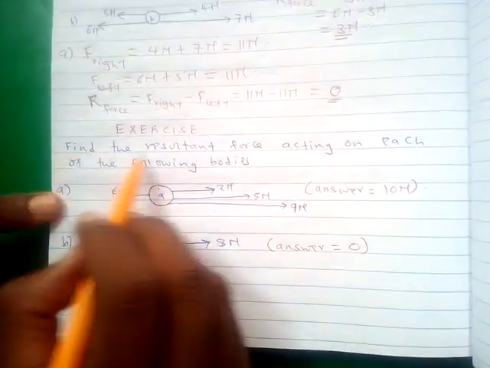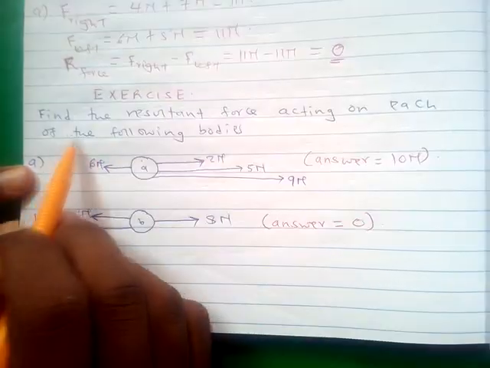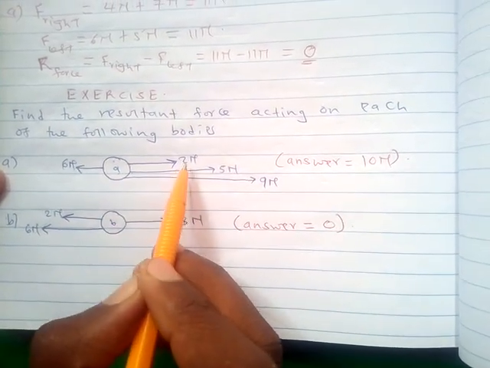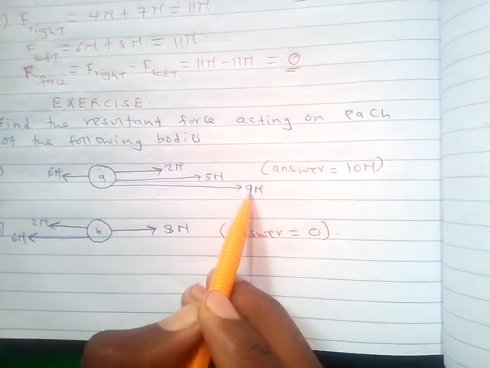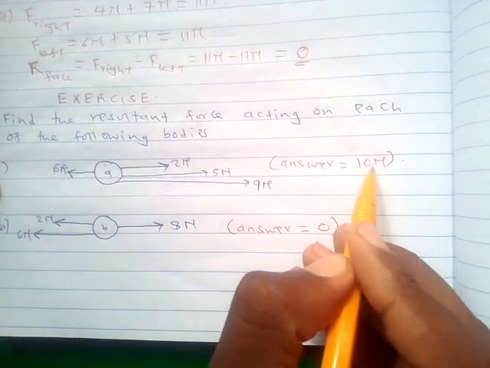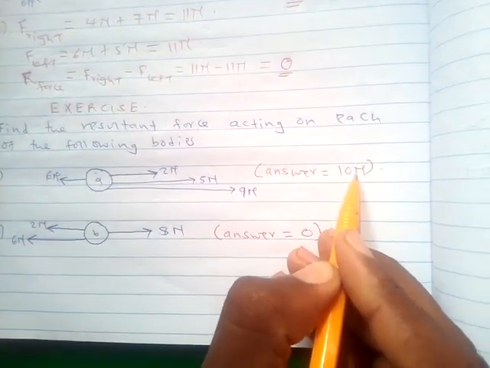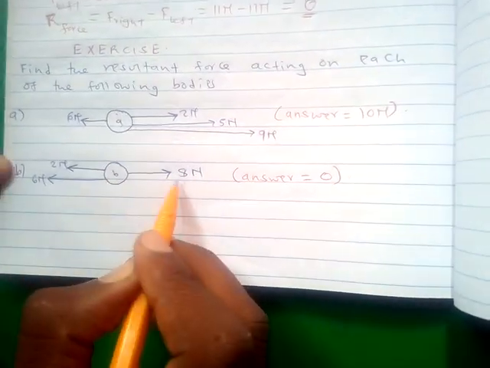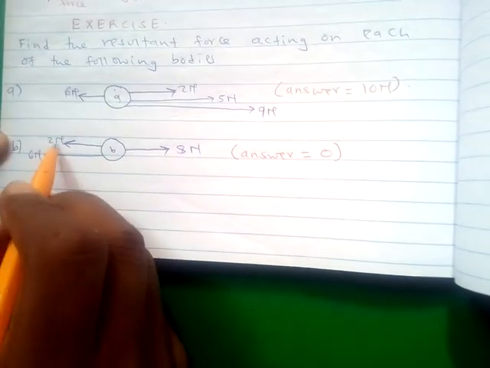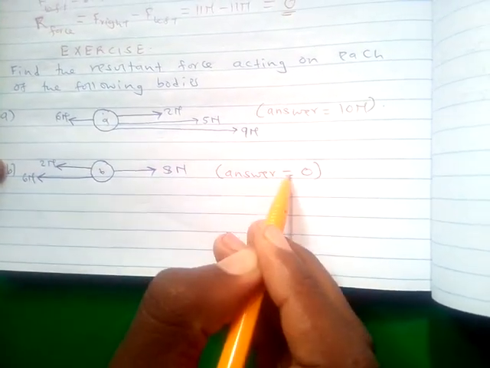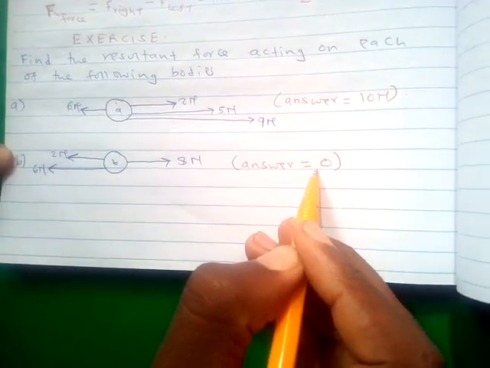Question 1 reads: find the resultant force acting on each of the following bodies. For body A, on the right hand side we have 2 Newton, 5 Newton and 9 Newton. On the left hand side we have 6 Newton. The expected answer is 10 Newton, so try it out and see whether you get that. For B, we have 8 Newton on the right hand side, and 2 Newton and 6 Newton on the left hand side. The expected resultant force is 0. Thank you.